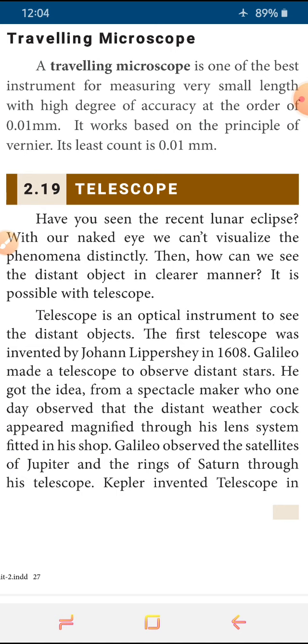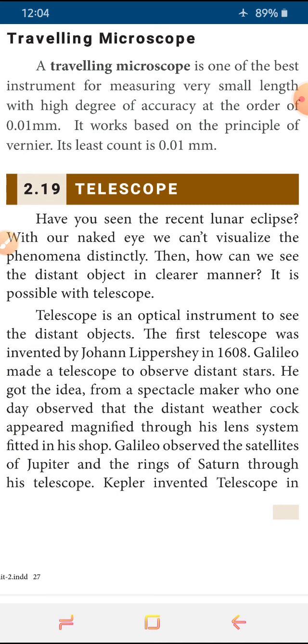It is the best instrument, giving more accuracy, in the order of 0.01 millimeter, and its principle is the vernier. So the traveling microscope works on the principle of the vernier, and it can give a least count value of 0.01 millimeter. So what is the least count? We discussed this last year itself.